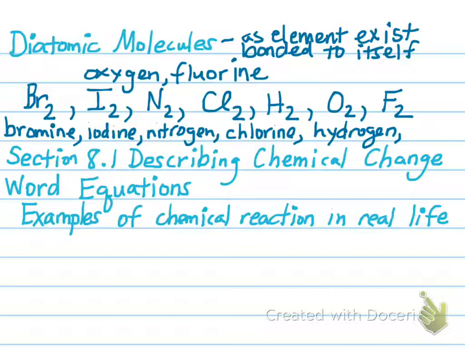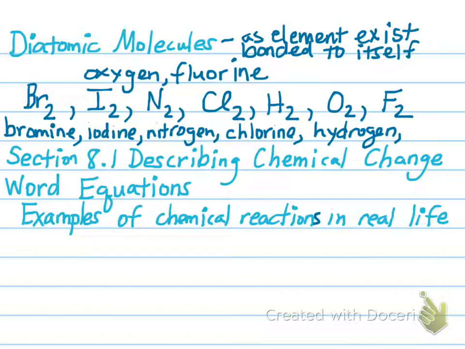Okay? So before we kind of talk about what a word equation is, I want you to think a little bit about what are some examples of chemical reactions, okay, in real life. And one of the clues that a chemical reaction has taken place is that something looks different. So, okay, for example, cooking your food, right? Raw chicken looks different than cooked chicken. That's a chemical reaction. Raw steak looks different than cooked steak. That's a chemical reaction.